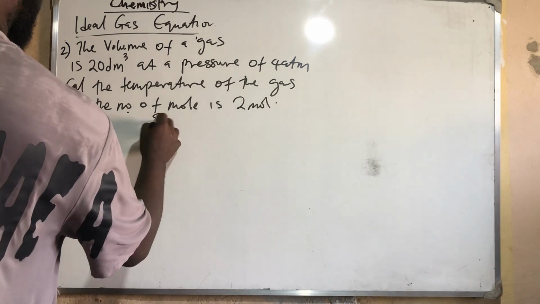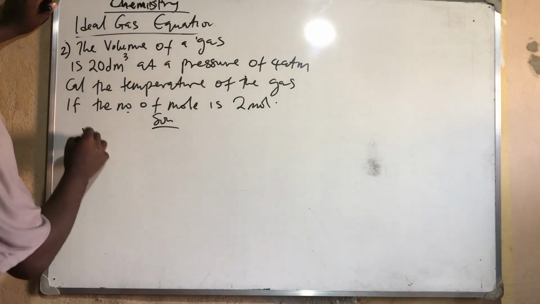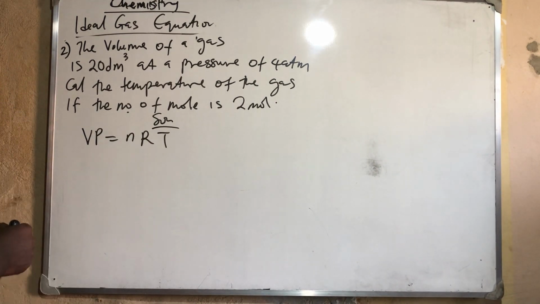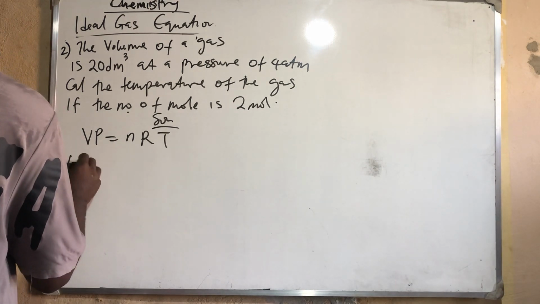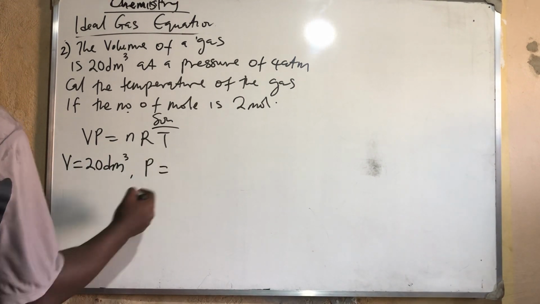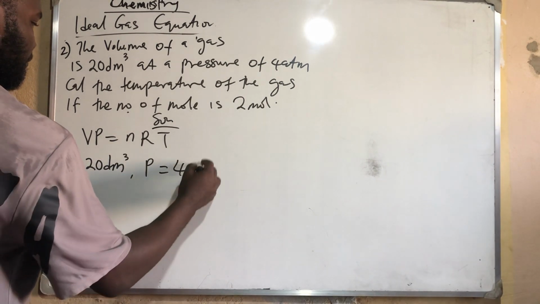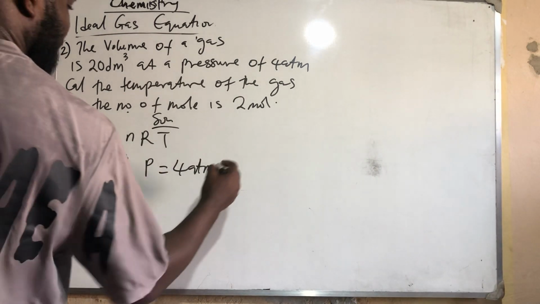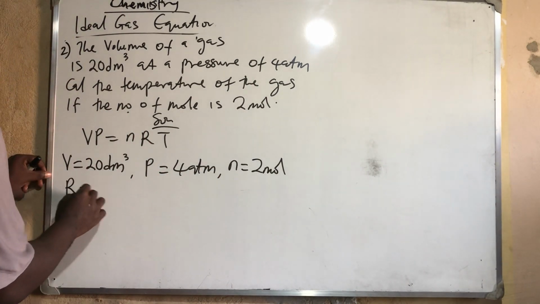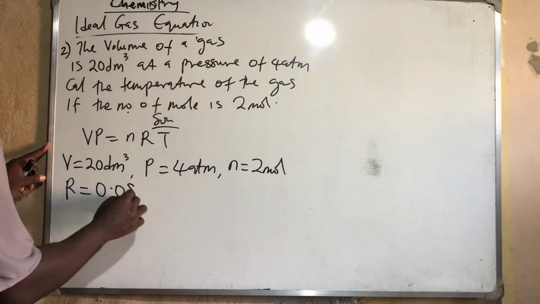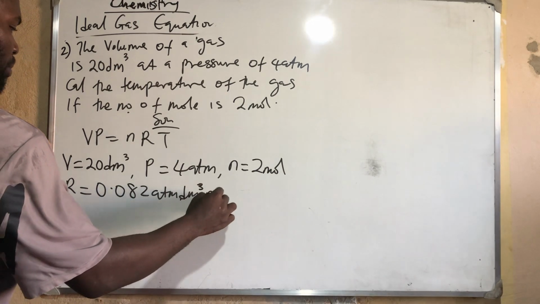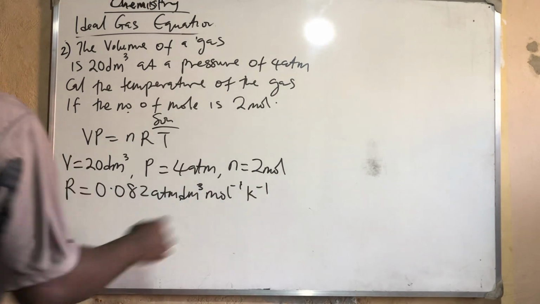Okay, solution, very simple. We have that PV is equal to nRT. Very important formula to note. So let us bring out all our parameters. The first one, V is equal to 20 dm cube. Pressure is 4 atm. The next thing they gave me is my number of mole, which is 2 mole. The one they will not give you is R, it is a constant, and you need to know it. That is 0.082 atm dm cube per mole per Kelvin. You need to know this value.